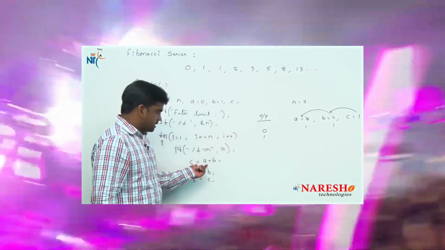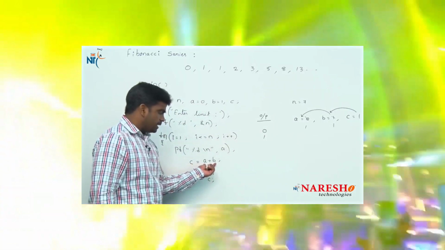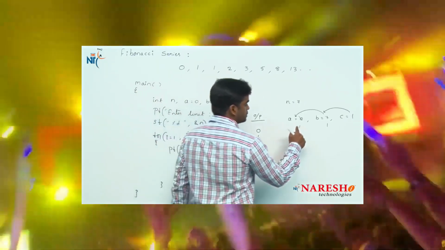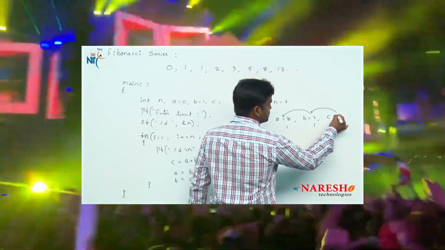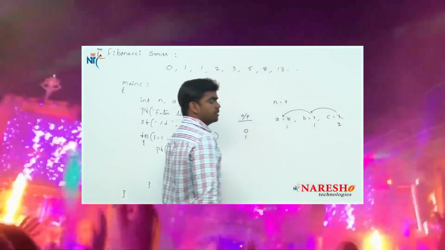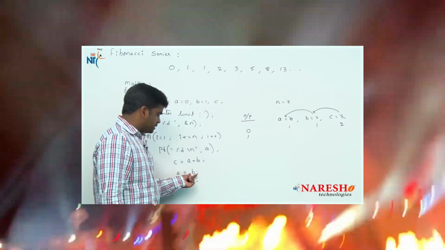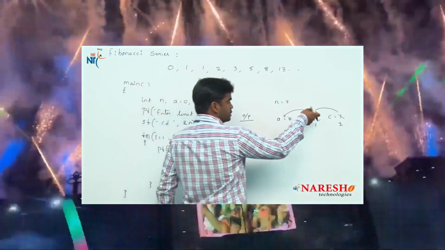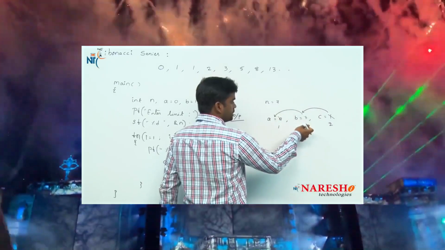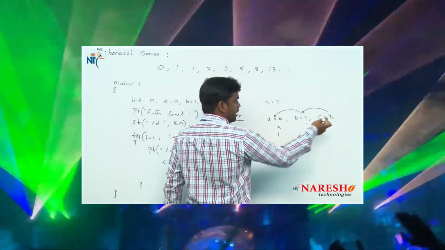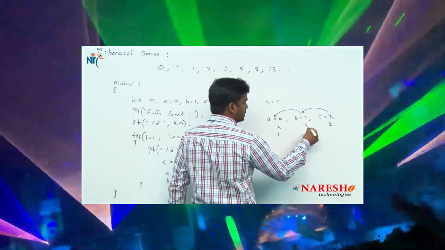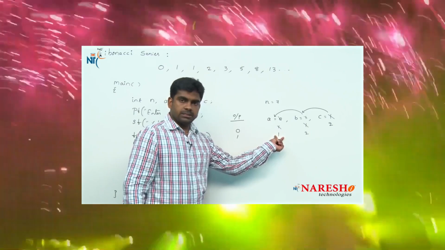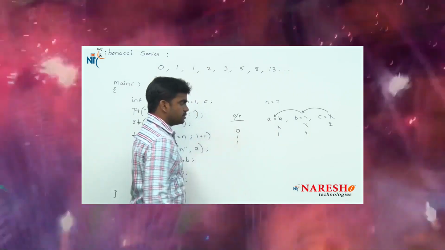Next, in the same iteration, we add a plus b, 1 plus 1, and the value will be stored into c. After that, the b value we are storing into a, and the c value we are storing into b. The a value is 1 and the b value is 2. Then the next number in the series, the a value, we print always. So this process will continue.